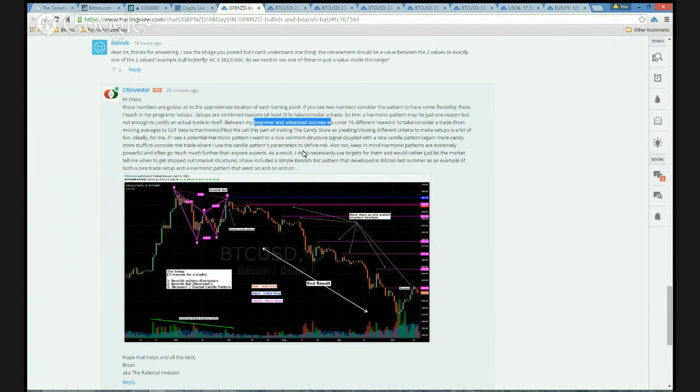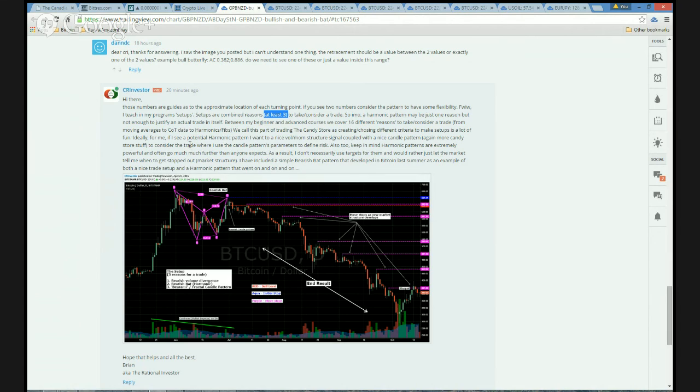But anyway, the point of the matter here is when we get to the point of visiting the candy store, we've already eaten our vegetables. We're good kids and we've eaten our vegetables, and now it's time to play. And in the candy store, we just examine a number of different reasons to take a trade. Like I said, in here, we really should have at least 3 reasons.